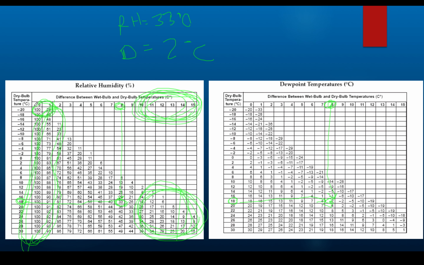Now, last thing I just want to touch up on is remember that cold air holds less water than warm air because it's smaller. And because of that, sometimes we can see really large jumps in humidity if there's only 1 degree separating the dry bulb and the wet bulb.